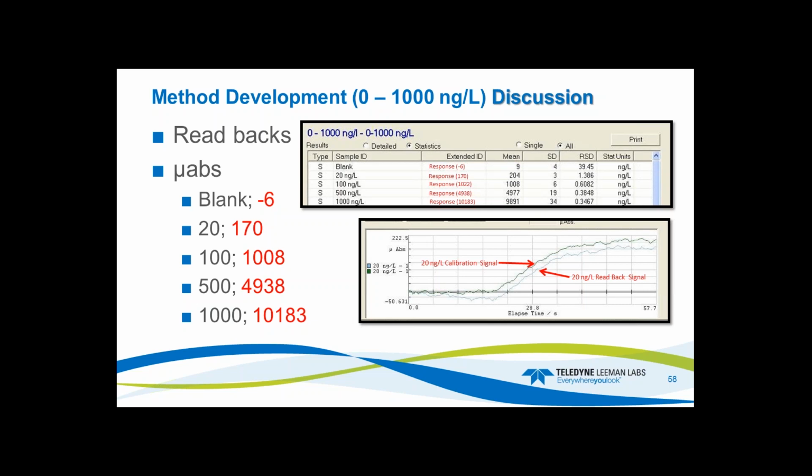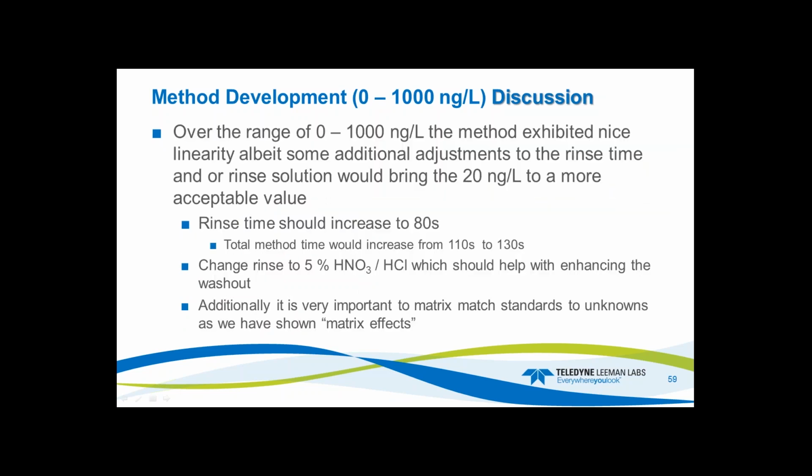For the 1000, we were 9,091, and the readback was 1,183. So over the range of 0 to 1,000 nanograms per liter, the method exhibited nice linearity, but some additional adjustments could be made to the rinse time or rinse solution to bring that 20 nanogram per liter into a more acceptable value. So the rinse time could be increased to 80 seconds.